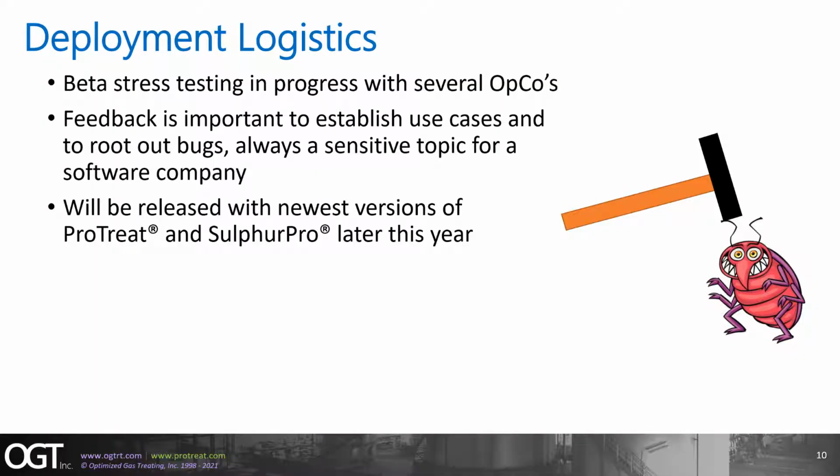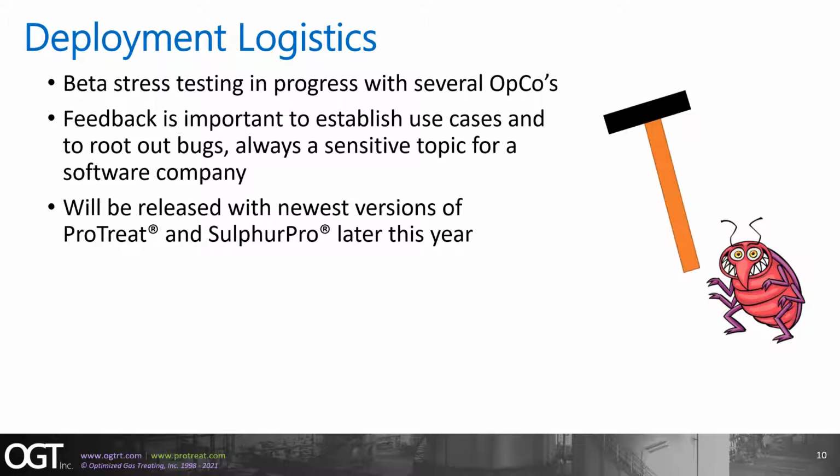Just in case you are wondering when this tool will become available, there are still some logistical challenges in place. First, we need to do a beta stress test, which is currently in progress with several operating companies. The feedback that we get from this test is extremely important to establish use cases and to root out any bugs that may be present. After all, this is still a piece of software, and although it's a sensitive topic for a software company, software in and of itself will never be 100% bug free. We anticipate that the tool will be released to the general public with the newest versions of ProTreat and SulForPro later this year.